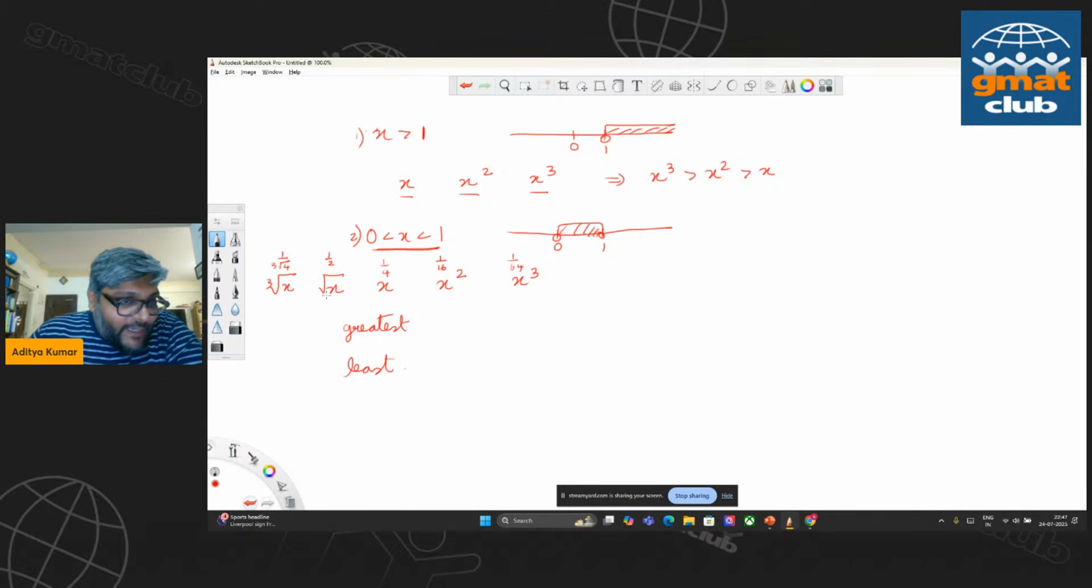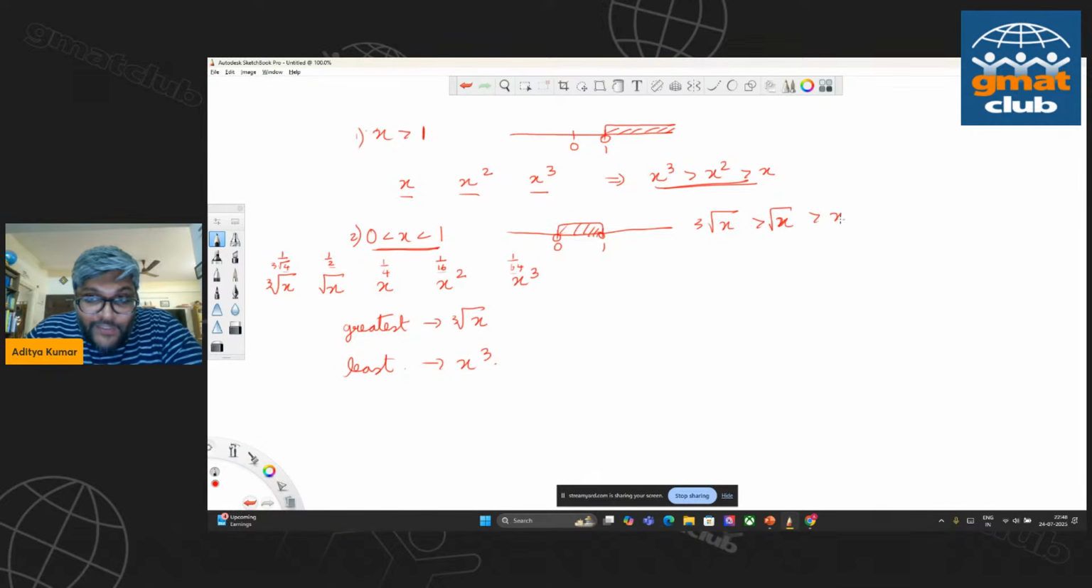So clearly, if I take a fraction and I square it and I cube it, the denominator becomes larger. So obviously the fraction reduces, but if I root it, the denominator becomes smaller. So the value increases. So the greatest here would be the cube root of x, and the least would be x cube, right? So whenever you're dealing with the range of 0 to 1, things reverse. Normal order reverses. You're going to get the cube root of x to be greater than root of x, greater than x, greater than x square, greater than x cube, right? So normally within the range of 0 to 1, your relationships reverse.